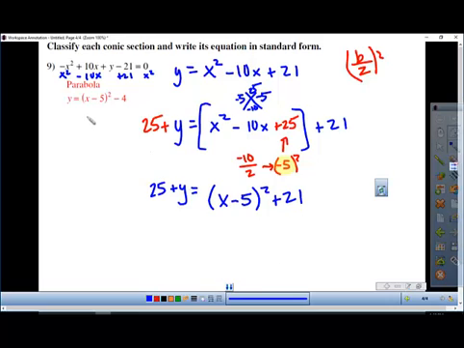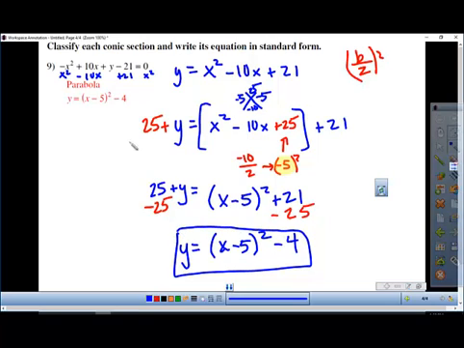Okay, almost done. Notice that the y is by itself over here, so we just need to get the y by itself. How do I get the y by itself? We're going to subtract 25 over here and subtract 25 over here. So then you can see in our final answer, you have (x - 5) squared, -25 and a positive 21, that would be -4. So that's how they get that value.